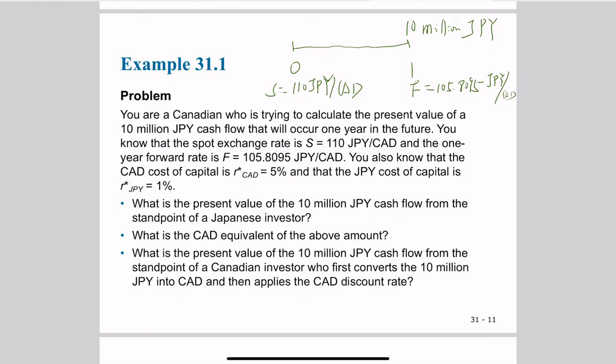And then we have discount rates, right? So in Canada it's 5% and in Japan it's 1%. And now the present value of the $10 million JPY cash flow from the perspective of a Japanese investor, well, this one is really simple because you will just discount this 10 million JPY cash flow using the cost of capital in Japan, right? So it should be 10 divided by 1 plus 1%.